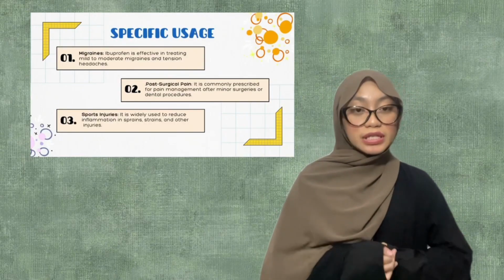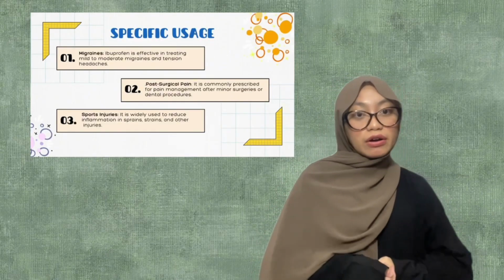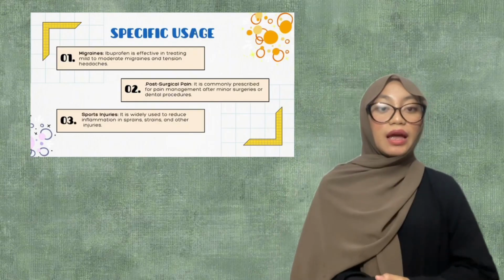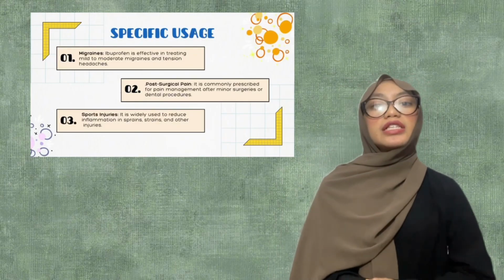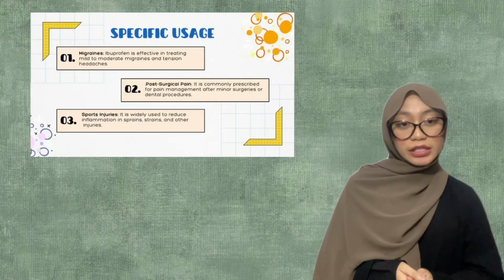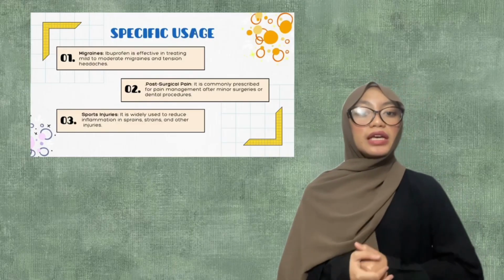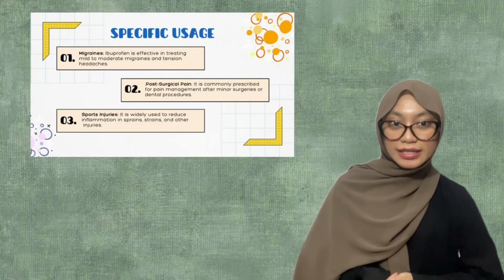Ibuprofen is a common prescription for managing pain after minor surgeries or dental procedures. And lastly, ibuprofen is used for sports injuries. It helps to reduce inflammation such as strains, sprains, and other injuries, making it a reliable option for athletes. As you can see here, ibuprofen is a really versatile medication used for a variety of situations. That's all from me. Let's move to the next person.